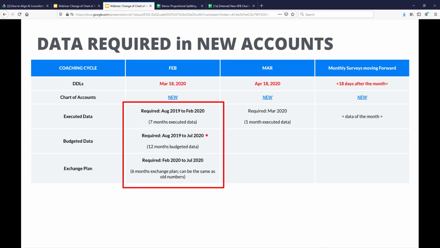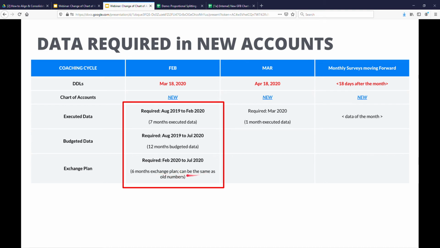For this one, it's not just that the MC is 12 months and the LCs are 6 months. No, we're going to ask for 12 months budgeted data for MC and LC. For the required exchange plan, required is February 2020 to July 2020 data. So 6 months exchange plan.